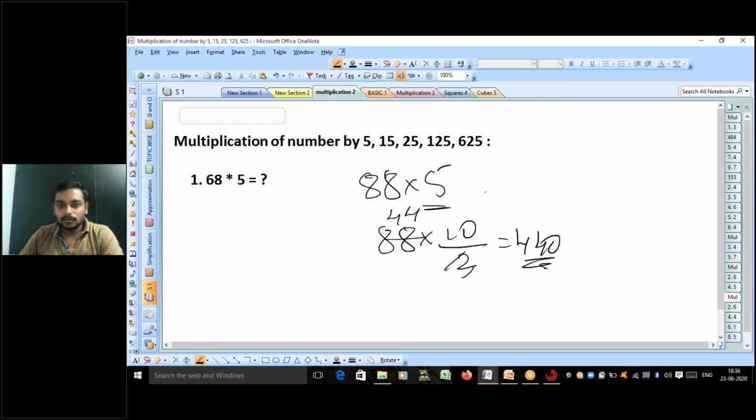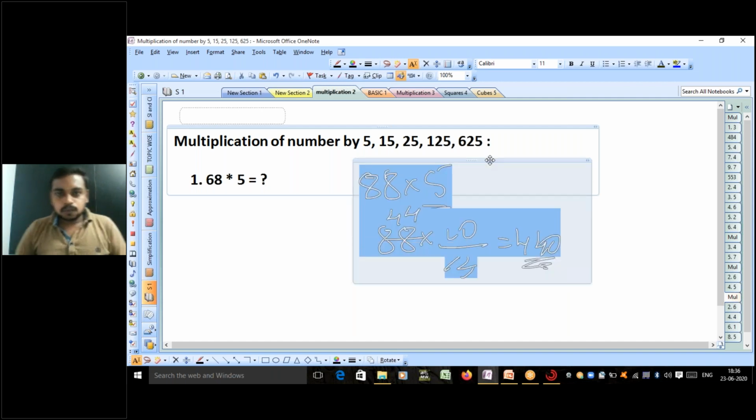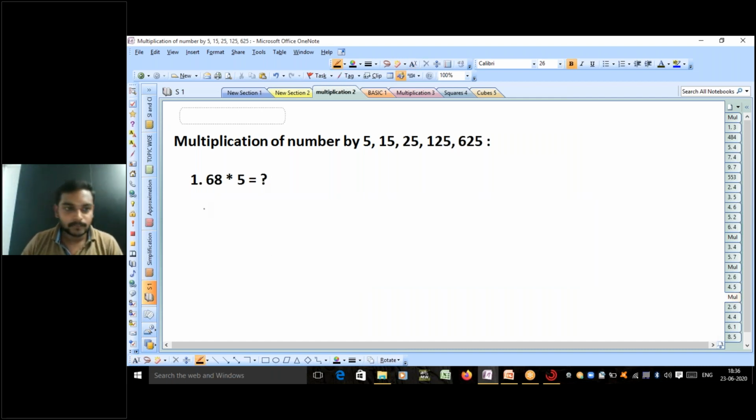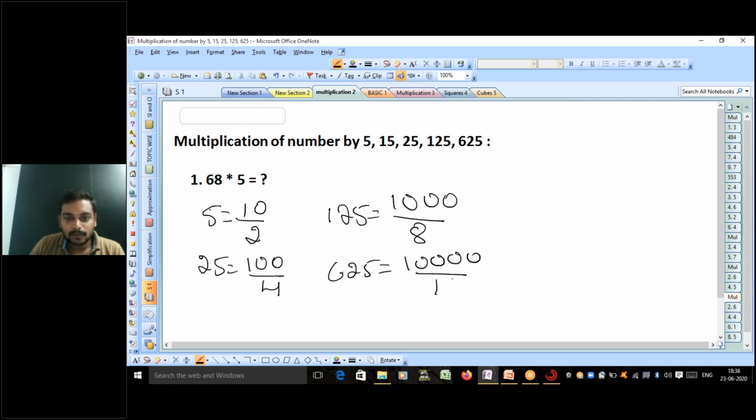5 is nothing but 10 by 2. 25 is nothing but 100 by 4. 125 is nothing but 1000 by 8. 625 is nothing but 10,000 by 16, like that.